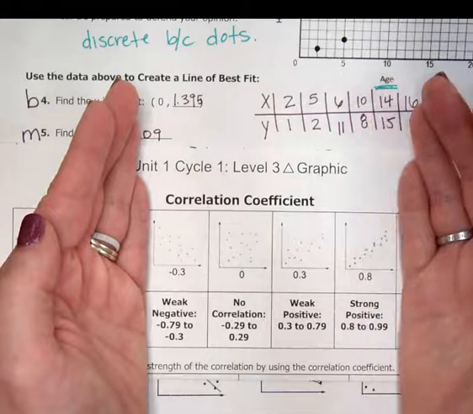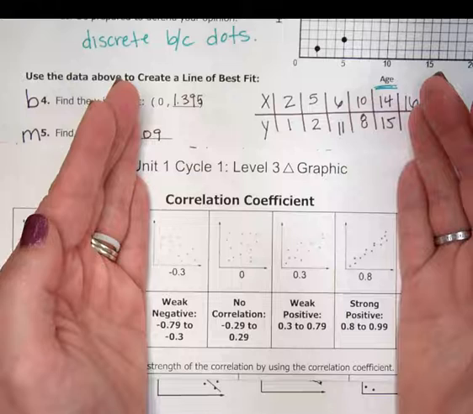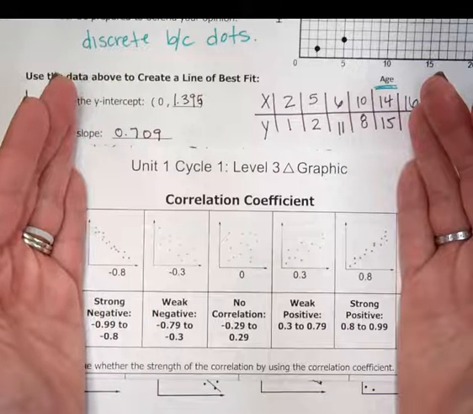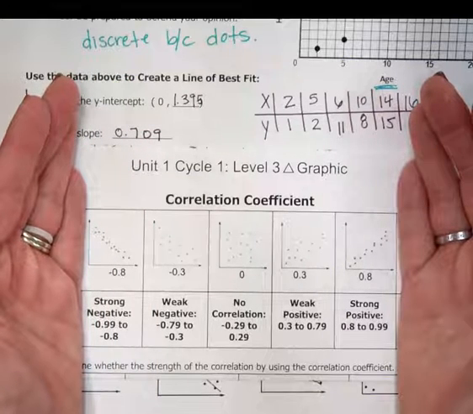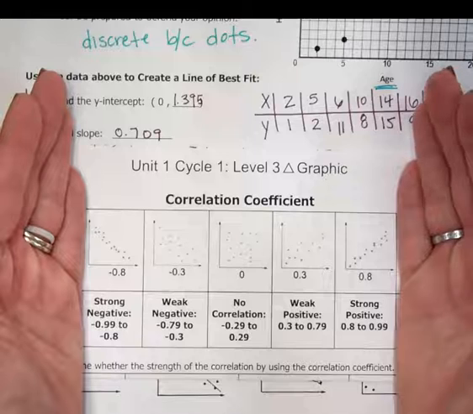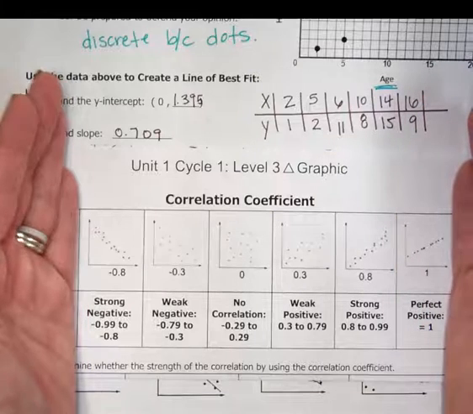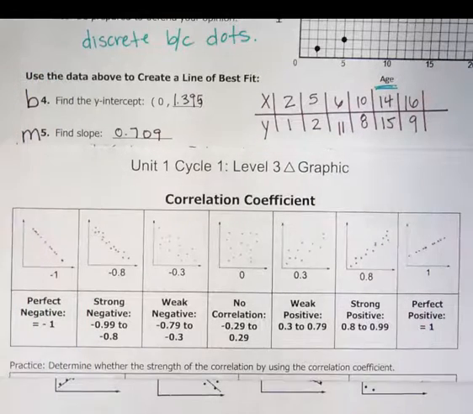From 0.8 to 0.99 in the positive direction or 0.8 to 0.99 in the negative direction is considered strong. And if your r value happens to be a whole 1 or a whole negative 1, those are called perfect because those create perfect lines.